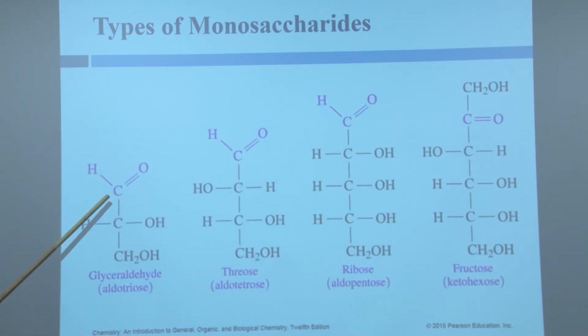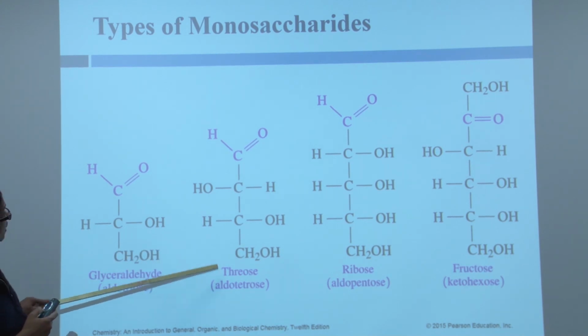So now let us name these, okay? We'll see how to connect all the information we just gathered. Aldo, so I'm looking at the aldehyde group. Tri, 1, 2, 3. OSE, a sugar molecule, a saccharide. So this is the common name, glyceraldehyde. This is the name we were just discussing based on our classification: aldotriose.